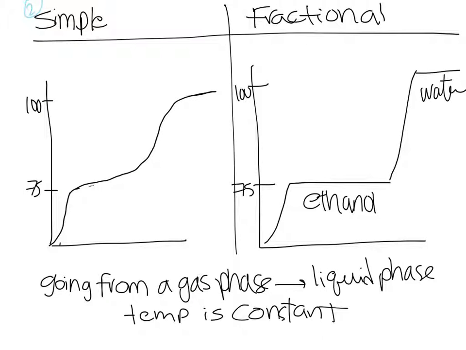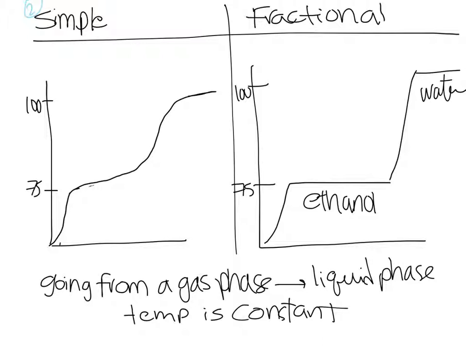What basically happened in simple distillation is that we're boiling our mixture, right? So our ethanol is evaporating at 75. At 75, it's going from its liquid phase to its gas phase, and then from the gas phase it goes back to a liquid phase and condenses back. When we're going through phase changes, usually the temperature is constant, and this is why we see it's constant here. Then once we hit 100, our water is going to evaporate and condense back again.